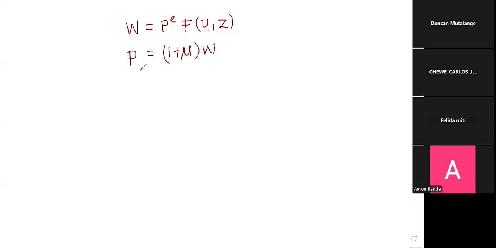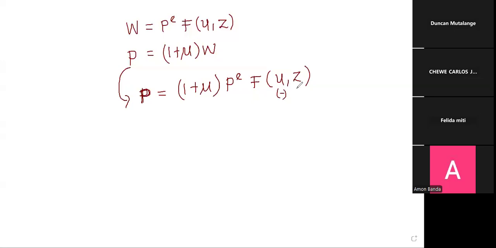Now, if I was to rewrite the price setting, I can say P is equal to 1 plus mu times W, and W is what is on top there: P^e times the function of this times this. Now let us look at this. This one has a negative, this one has a positive, and this has a positive, right? When we're looking at the relationship with wage.